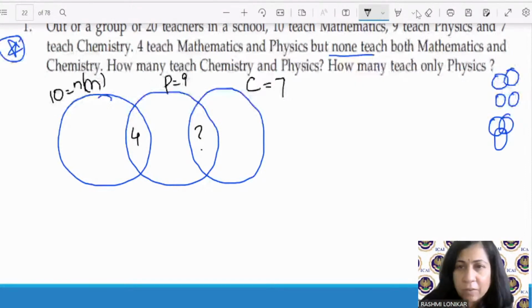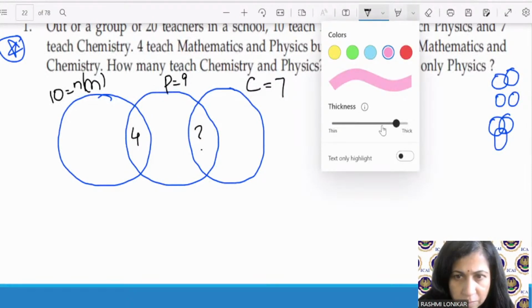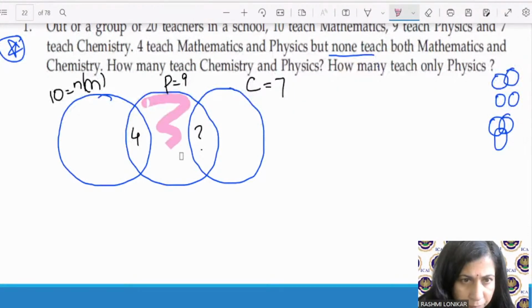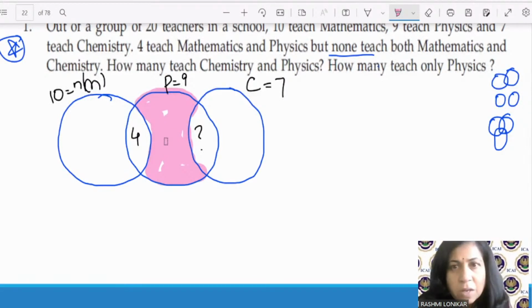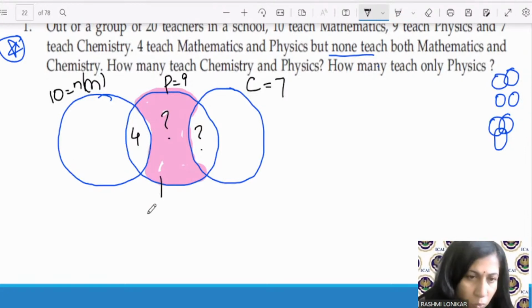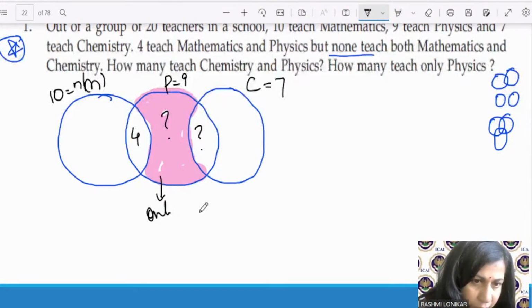Okay. They were asking you to find out this portion. Okay, this pink portion they want you to find out. Okay, they are asking you, what is this? This is only physics.